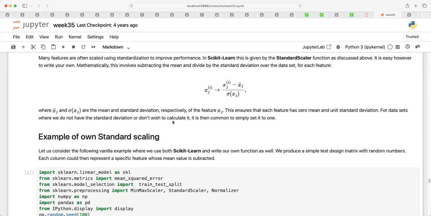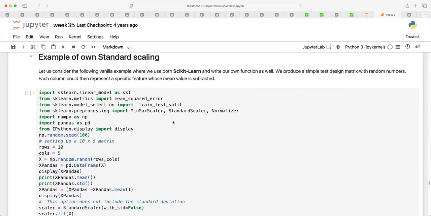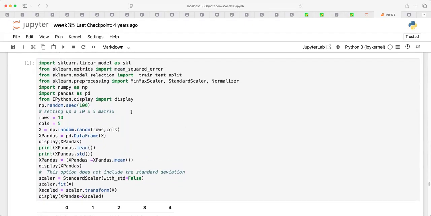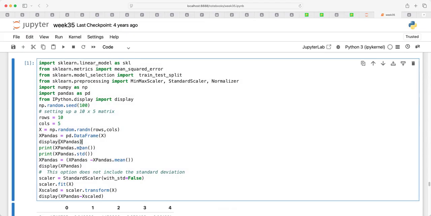So let's go back. The standard scaling here is an example where I've used pandas again, just to show you how it functions. I'm setting up a 10 by 5 matrix, with 10 rows and 5 columns, given by random values. I like using pandas, so I define the matrix as a pandas data frame. I write it out, print the mean value, and take the standard values.